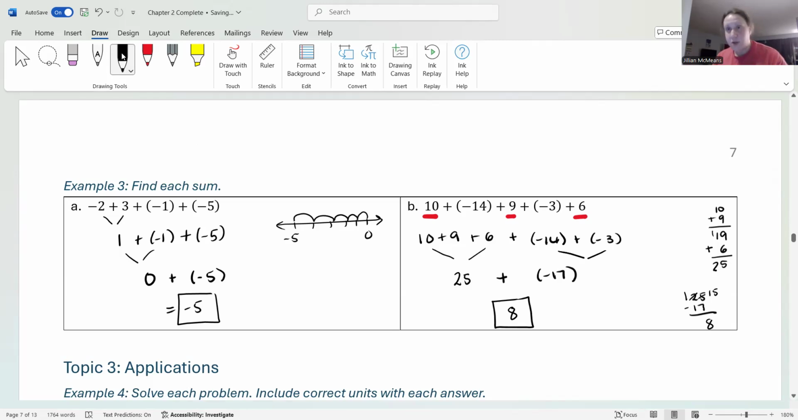Okay, make sure you practice this. It's really important that you're really comfortable, we'll say, at adding integers, because in the next section, when we subtract integers, you need to know how to add. It'll come back into that process too.